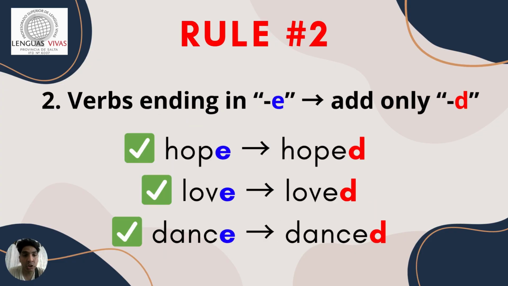For rule number two, verbs that end in the vowel e, which is in blue, all you have to do is to add the consonant d at the end of these verbs. Again, D is in red. And here we have examples. Hope changes into hoped. Love changes into loved. Dance changes into danced.